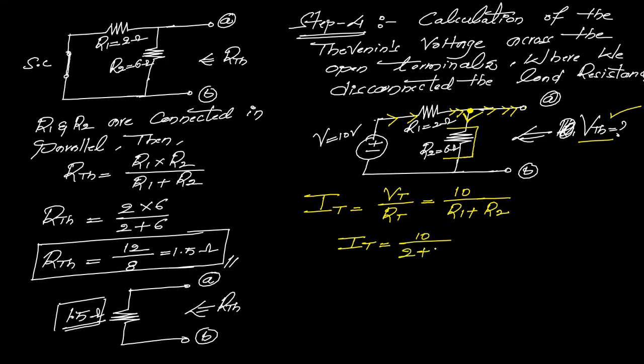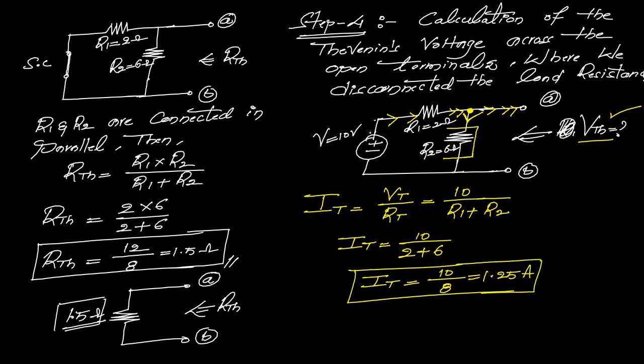So the value of IT is equal to 10 divided by 2 plus 6, that is 10 divided by 8. 10 divided by 8 gives 1.25. So 1.25 ampere is the current supplied by this voltage source.